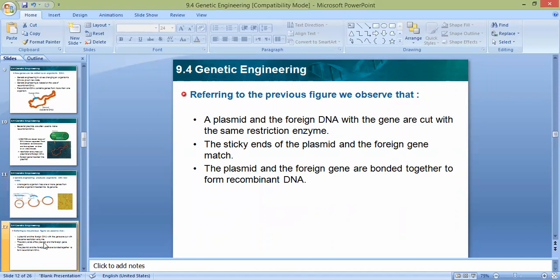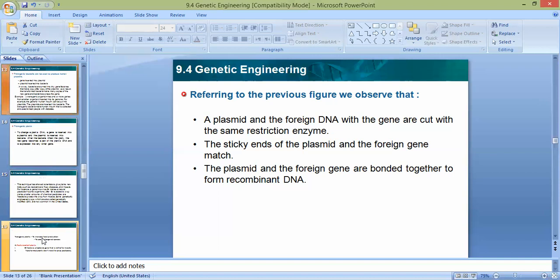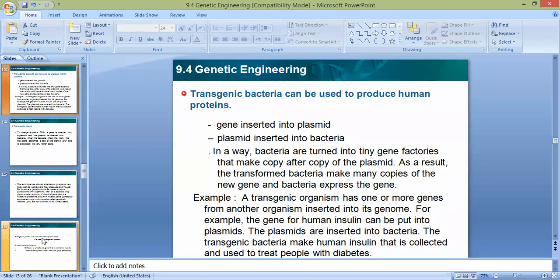So the plasmid and the foreign DNA with the gene are cut, process in detail written here. They cut with sticky ends and added. They molded together. هذا حكي. هلا هاي الحركة اسمها transgenic bacteria. كانت used to produce human protein. كثير شغلات مش بس انسولين. زي ما قلنا الجين inserted to the plasmid and the plasmid inserted to the bacteria.